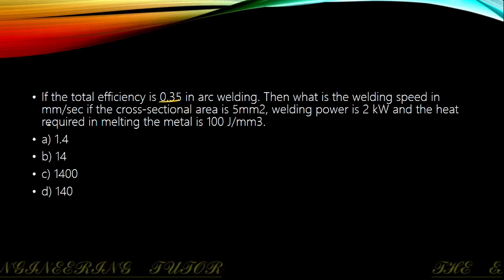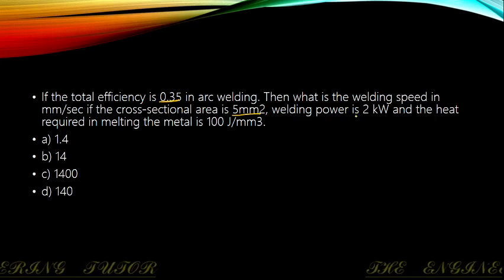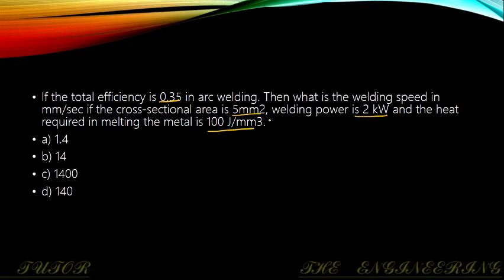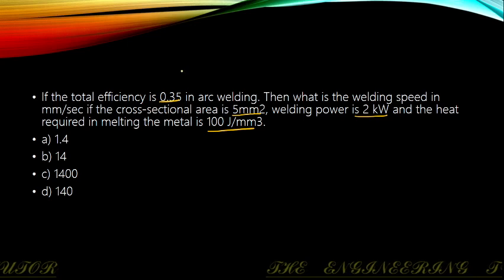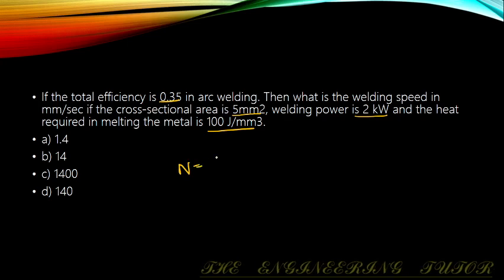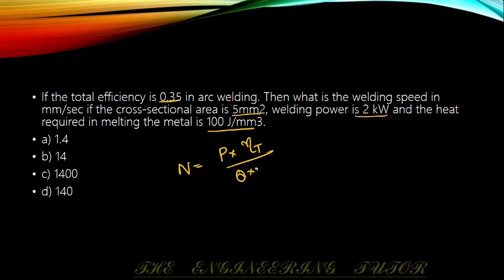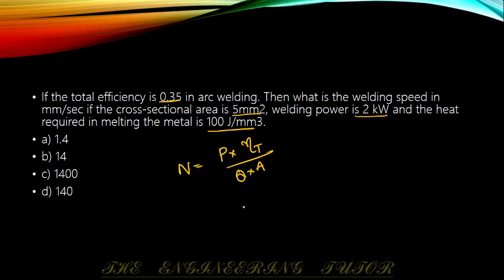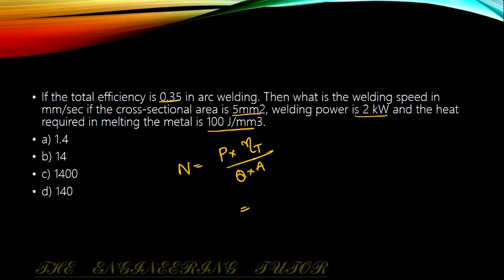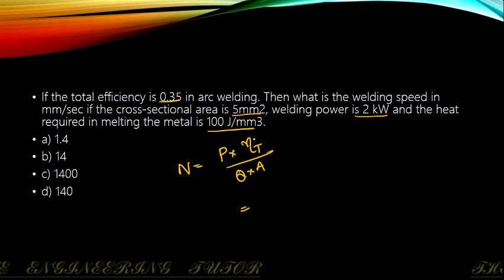What is the welding speed in mm per second if the cross-section area is 5 mm square and the welding power is 2 kilowatt? The heat required for the welding is 100 joule per millimeter cube. Again, it is a very small question. So we can write N is equal to P into efficiency total divided by Q into A, where P is the power, efficiency total is equal to 0.35, Q is the heat, and the area is equal to 5 mm square.